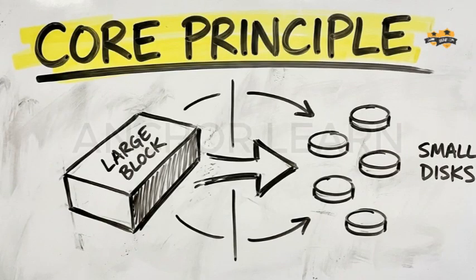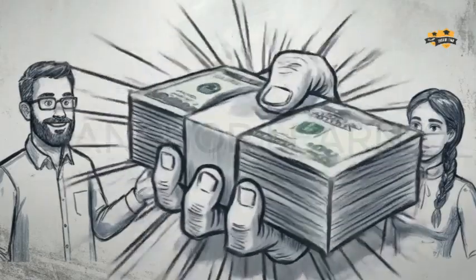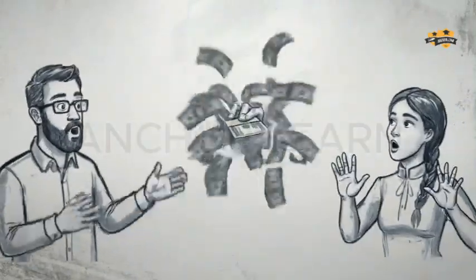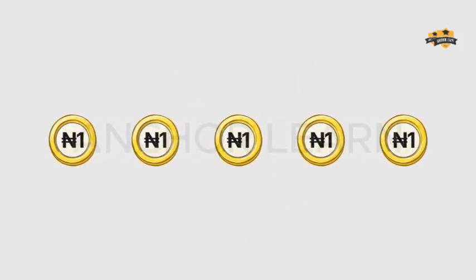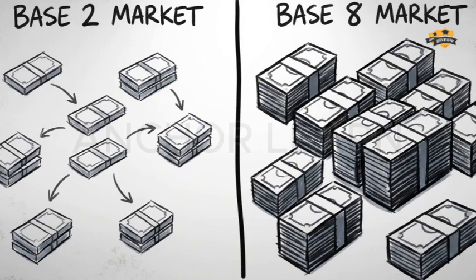This gives us our only rule for base subtraction. When you need loose change, you take exactly 1 bundle from the left column, and it breaks apart into exactly your base size. Break a 5 Naira note, you get 5 1 Naira coins. The mechanics of borrowing never change. The only thing that changes is the value of the bundle based on the market you are working in.